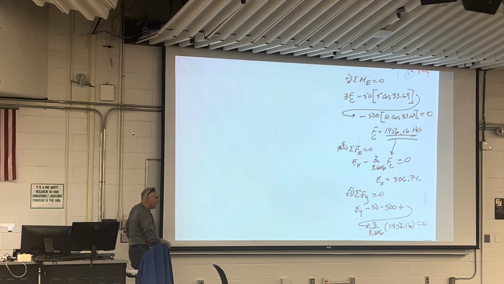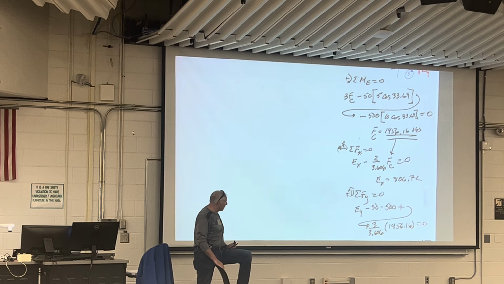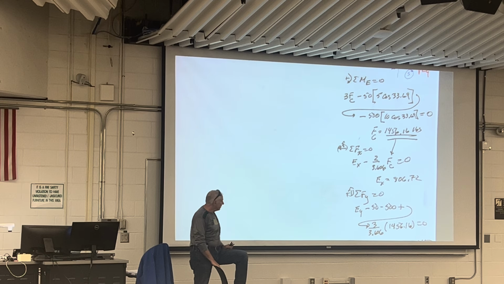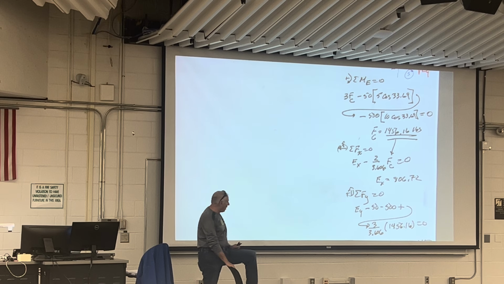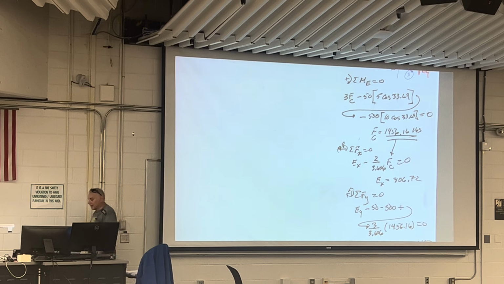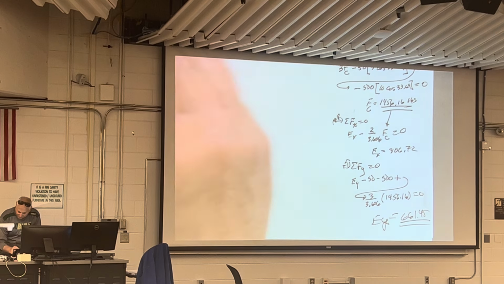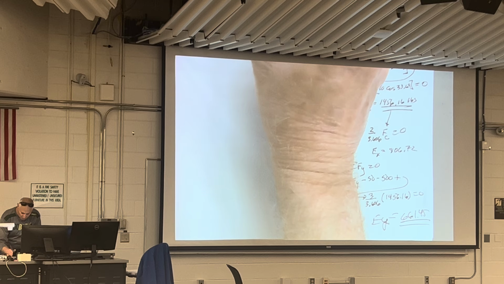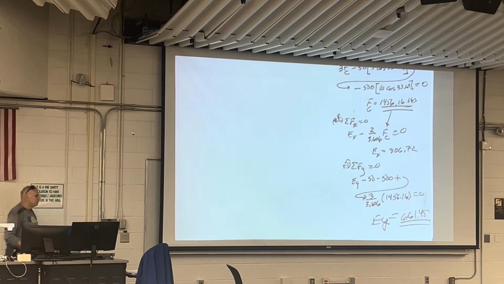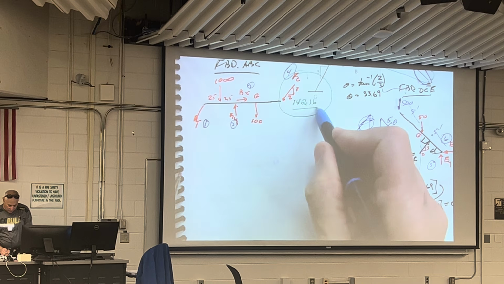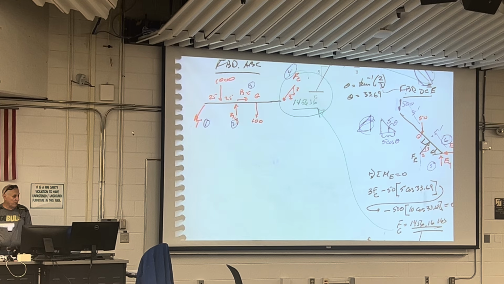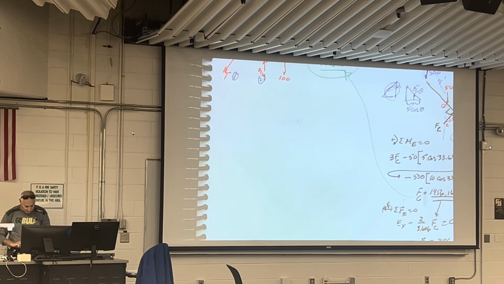You asked me to find all the reactions. I'm doing that. I just found FC. I found Ex. I found Ey. So I can now take FC, making sure that it's equal and opposite, and dumping it over here, 1456.16. So I'm basically taking this and taking it over. That's that working back and forth.